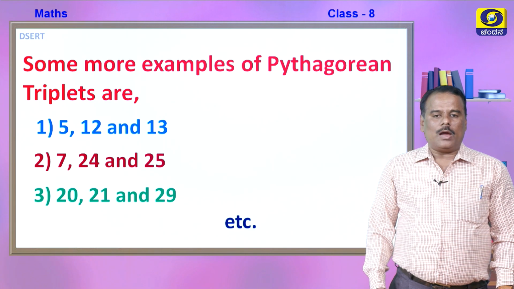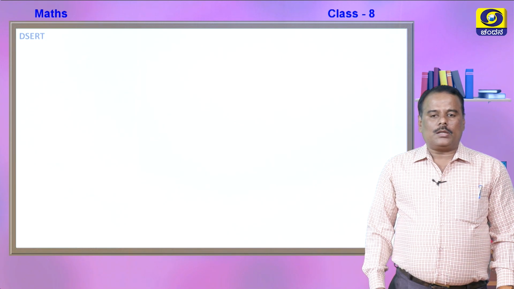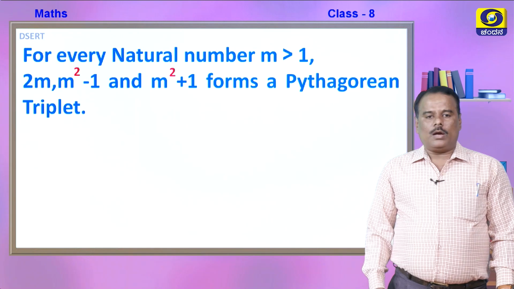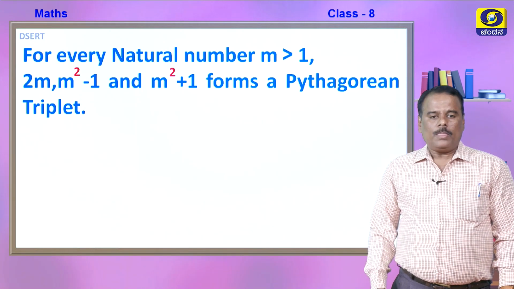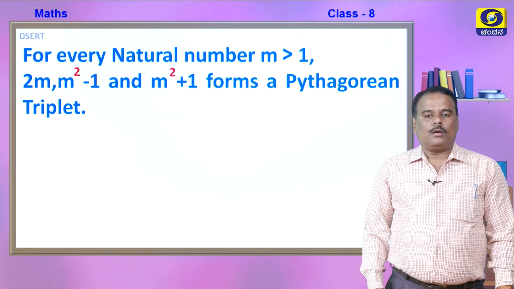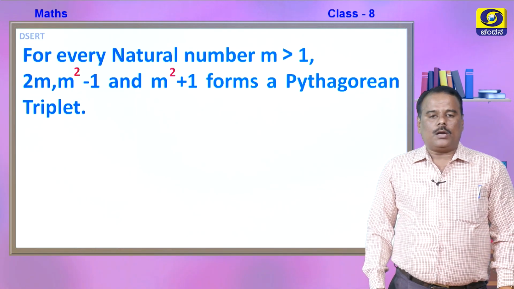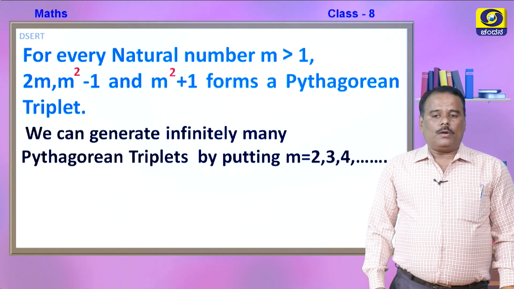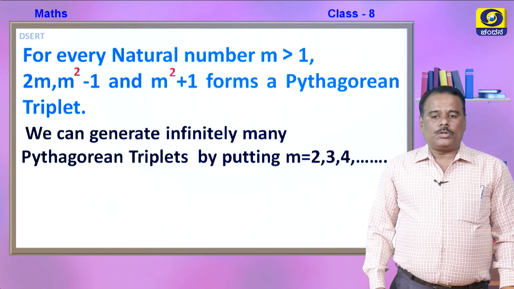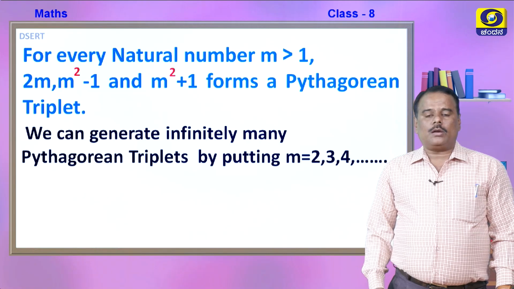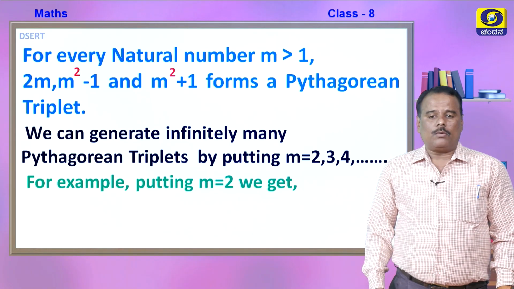You consider any natural number greater than 1. That means, if m is a natural number greater than 1, then 2m, m square minus 1 and m square plus 1 form a Pythagorean triplet. That means, in place of m, if we go on substituting 2, 3, 4 and so on natural numbers, we can generate infinitely many Pythagorean triplets.